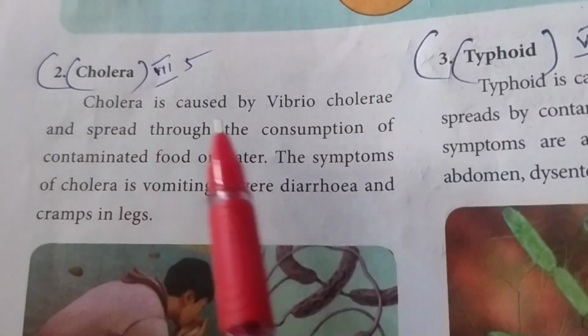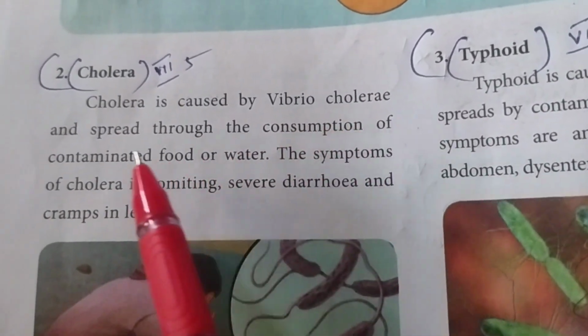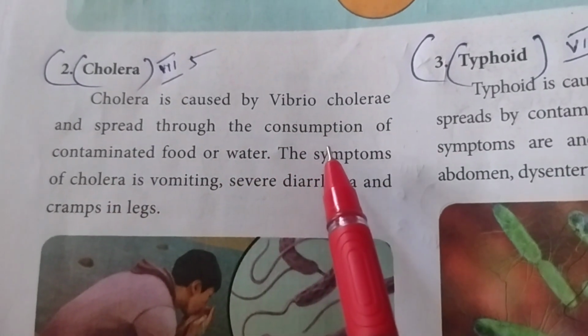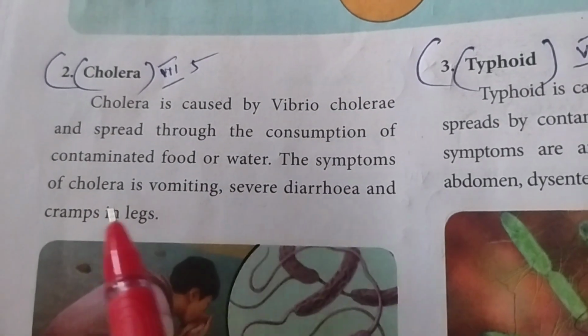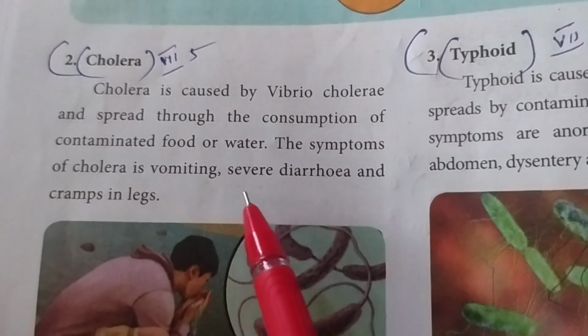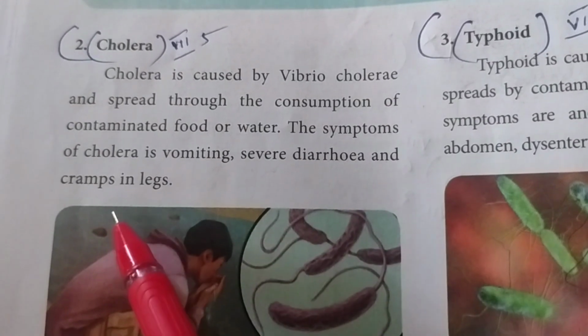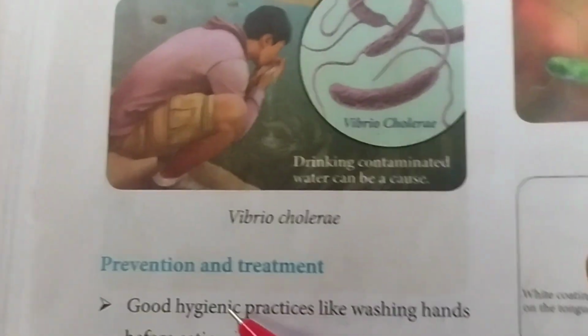Cholera is caused by Vibrio cholerae and spread through the consumption of contaminated food or water. The symptoms of cholera are vomiting, severe diarrhea and cramps in the legs. The prevention and treatment.